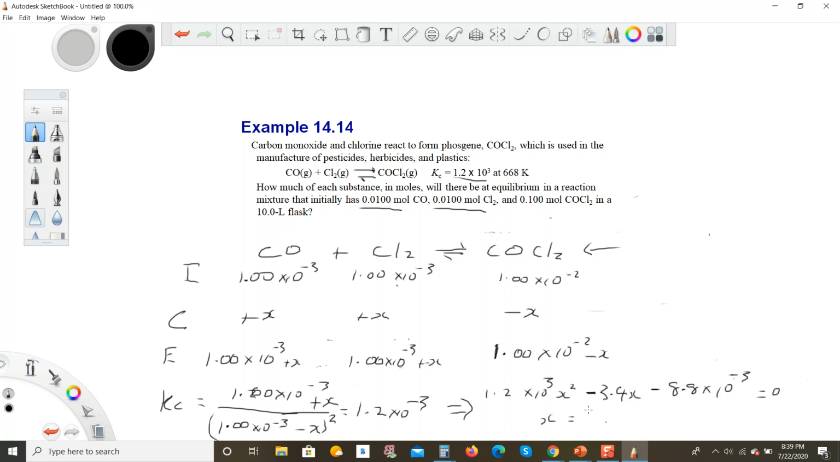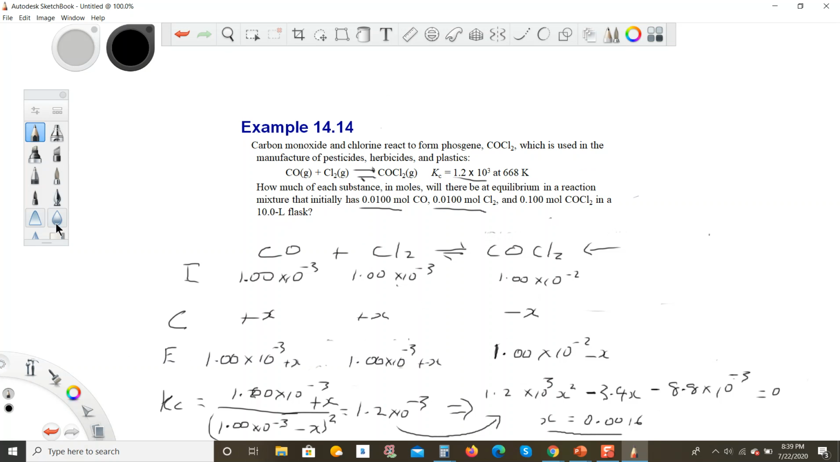Okay, so what that means is that x, when you use the quadratic formula, will turn out to be equal to 0.0016, all right? So basically you'll be doing your algebraic manipulations to get from here to here, and then you're going to use the quadratic formula to solve for x, and you'll find that x is equal to 0.0016. Okay, but we're not finished yet, because what the question is asking for is not x. The question is asking for the moles of each substance.